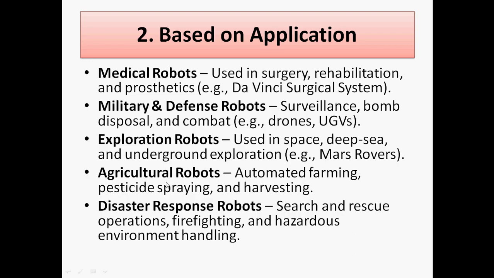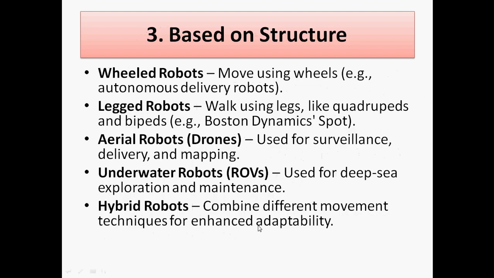Next is agriculture robots, for the automation of farming sectors. We use them for pesticide spraying and harvesting, and weeding is also possible through these agriculture robots. Next are disaster response robots, for search and rescue operations, firefighting, and hazardous environment handling. So we can do this with disaster response robots. These are the classifications based on applications.